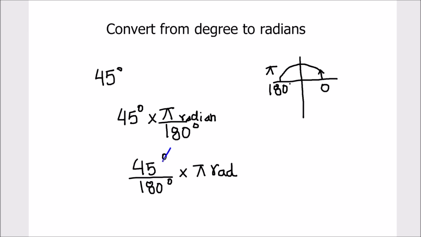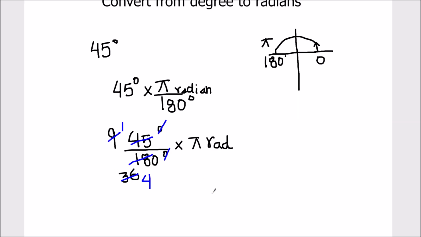So let's simplify. This degree and degree get cancelled. So we have 5 times 9 is 45 and 5 times 3 is 15. This becomes 30 and 5 times 6 is 30. Again we can cancel out 9 and 36 because 9 times 4 is 36. So we are left with pi over 4 radians. So 45 degrees is pi over 4 radians.